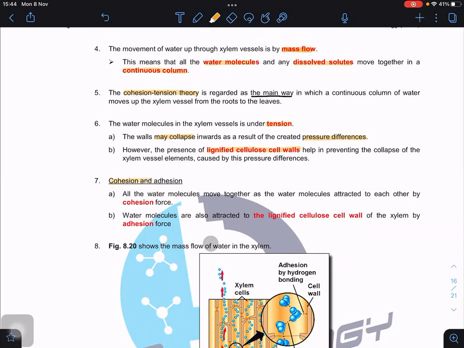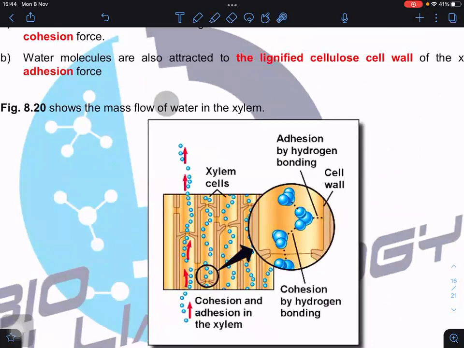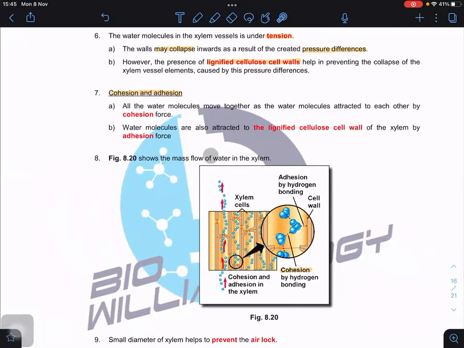So what do cohesion and adhesion mean? If you look at the process here, you can see the water molecules move as a continuous column. Water molecules form hydrogen bonds with other water molecules by cohesion. And adhesion is the hydrogen bonds that form between the water molecules and the cell wall. So this part, you need to be extra careful when you write it.